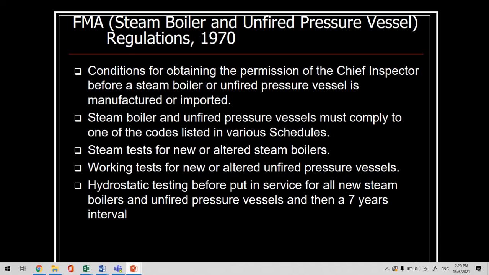So working test for new or altered unfired pressure vessel, kena check juga buat untuk test cara dia bekerja untuk unfired pressure vessel yang telah diubah suai ataupun yang baharu. Hydrostatic testing before put in service for all new steam boiler and unfired pressure vessel, and then at a 7 years interval.